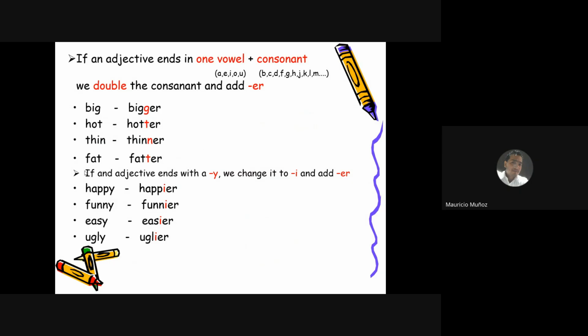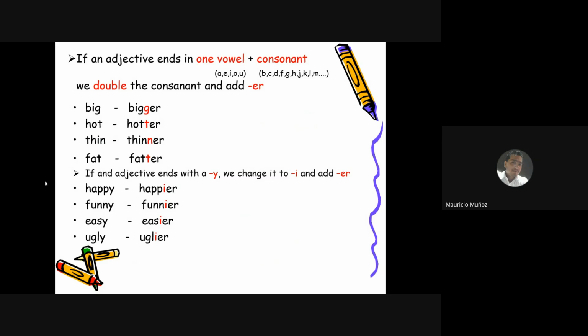Okay, and we have another example, fat. Short adjective. In the same way, we have the letter T at the end. T is a consonant, and it is preceded by a vowel A, and then the letter F. Fat, fatter.